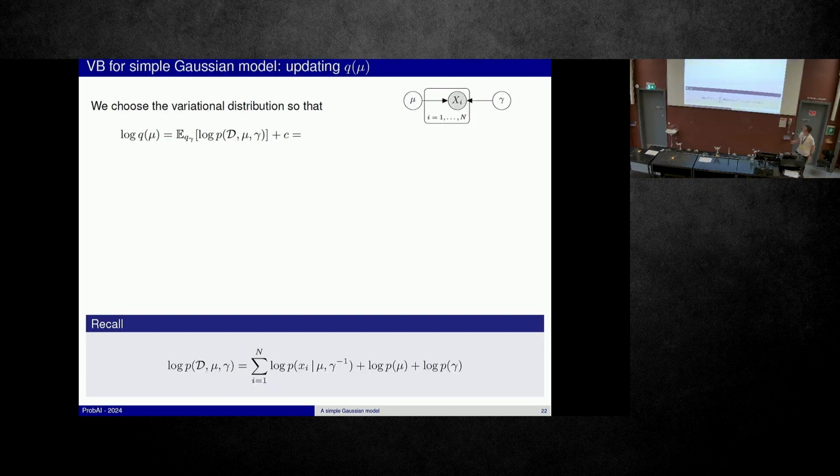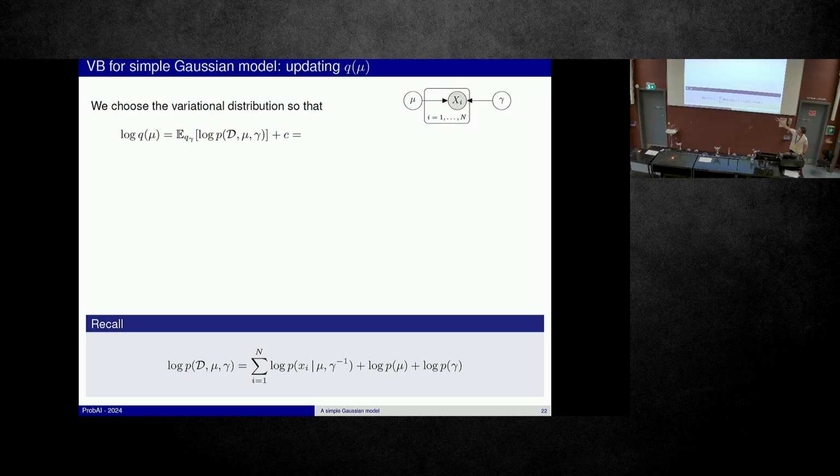The first thing to notice is a recall of what kind of model we are currently looking at. We had the log of the distribution defined by the model. The log of a product is the sum of logs. So we have a sum over our data points of the log of the likelihood terms, plus the log of the two prior distributions that we have.